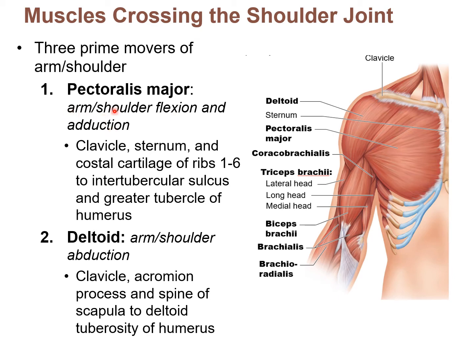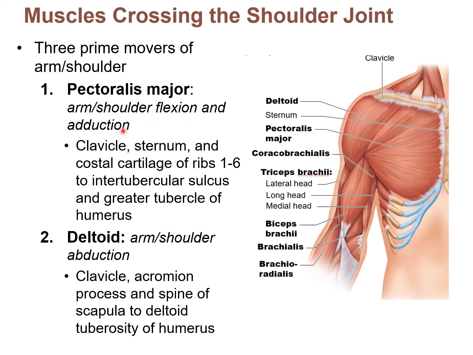So I'm going to explain this first. Arm and shoulder are kind of like head and neck, where the shoulder is the joint, the arm is the body part that's moving because the joint is being used. So these can be used interchangeably. So the pectoralis major flexes and adducts the arm or shoulder, depending on which way you'd like to go here.